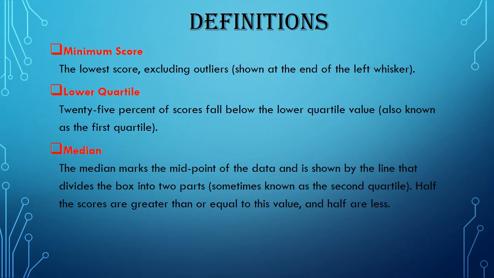Definitions. Minimum score. The lowest score, excluding outliers, shown at the end of the left whisker. Lower quartile. 25% of scores fall below the lower quartile value, also known as the first quartile.